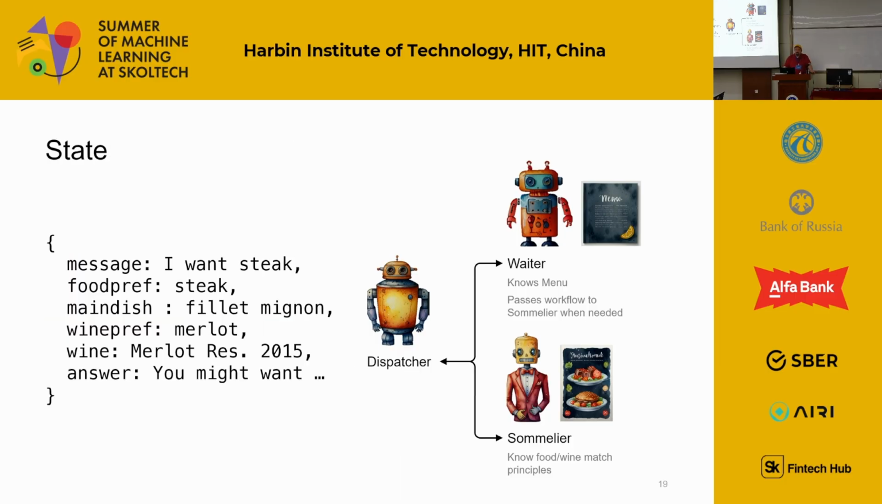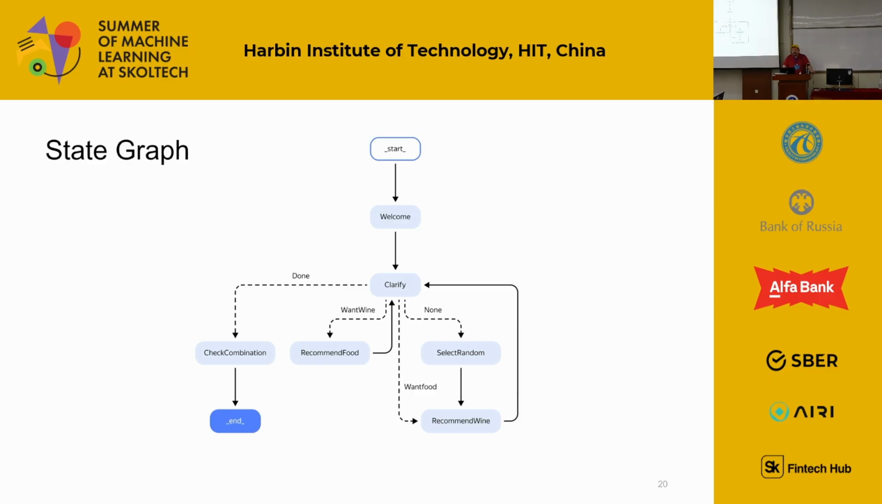So the state of the system would look like that. For example, in my message, I say, I want steak. Then this hostess extracts the food preference, steak. And then the waiter says, okay, for the steak I can recommend filet mignon. So those agents would act in turn, changing the state. And then depending on the state, it would figure out what to do next. So this would be this kind of graph.